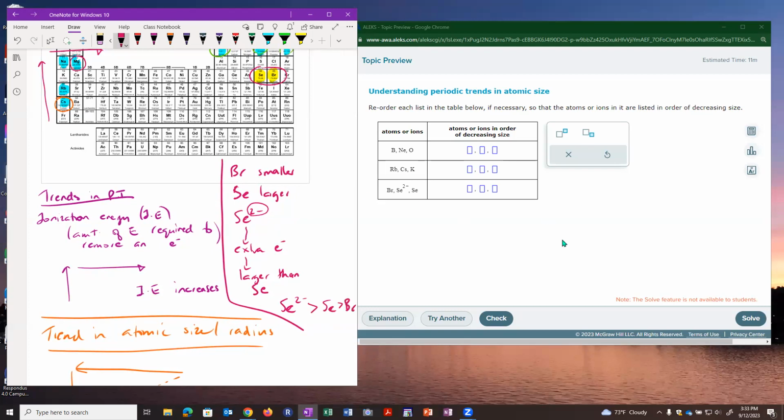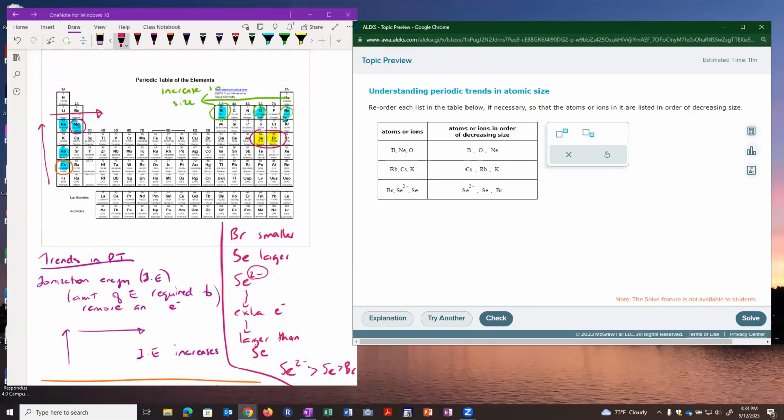All right, so you'll see a couple of these. That's how you want to interpret those. All right, so we have B, O, and Ne for the first one, and then the one that we just did over here as well.